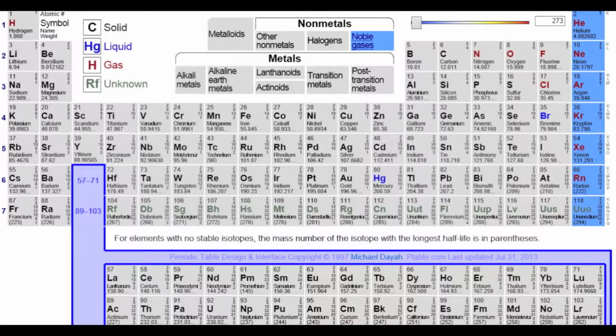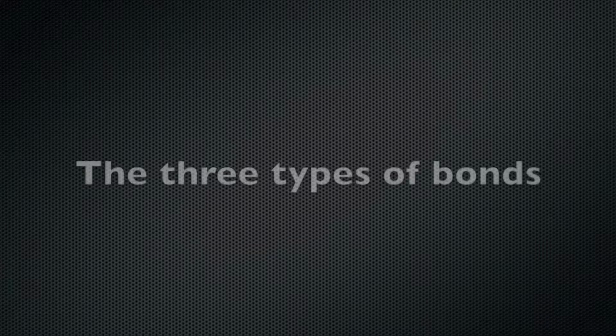The noble gases include helium, neon, argon, krypton, xenon, radon, and unoctium. All of the noble gases have their outer shell full with 8 out of 8 electrons possible. Therefore, they do not give away or receive any electrons.